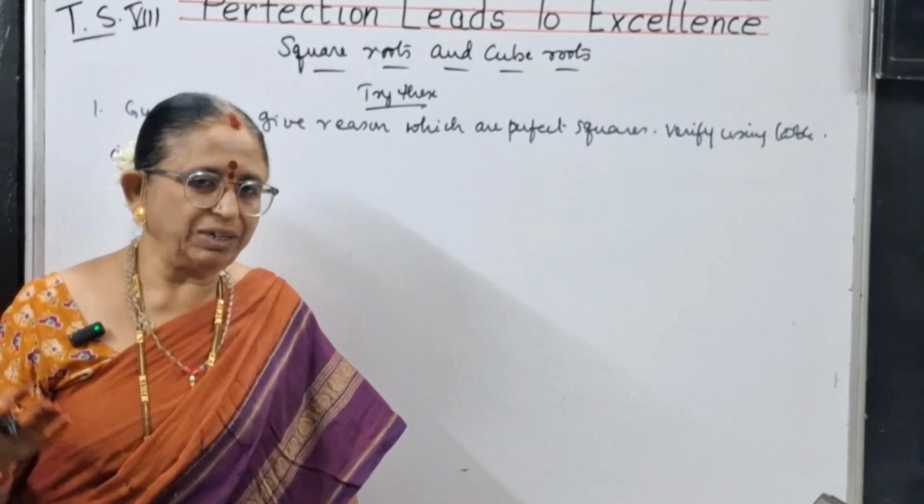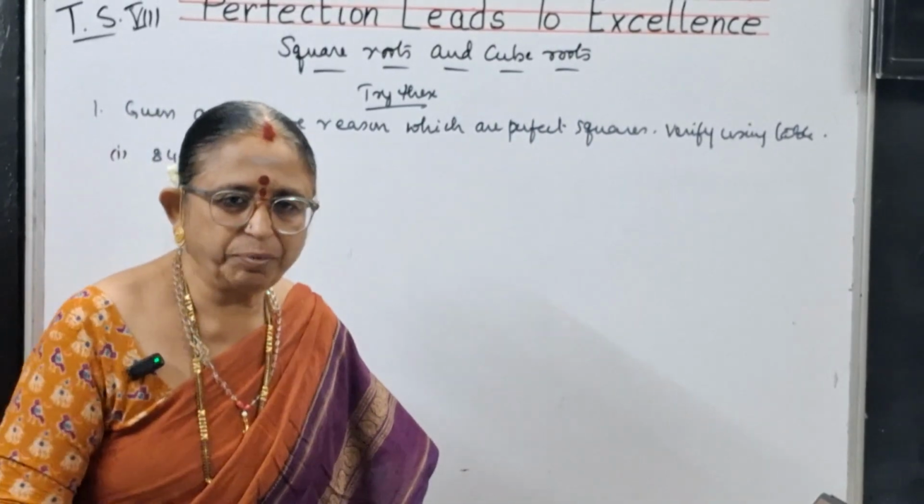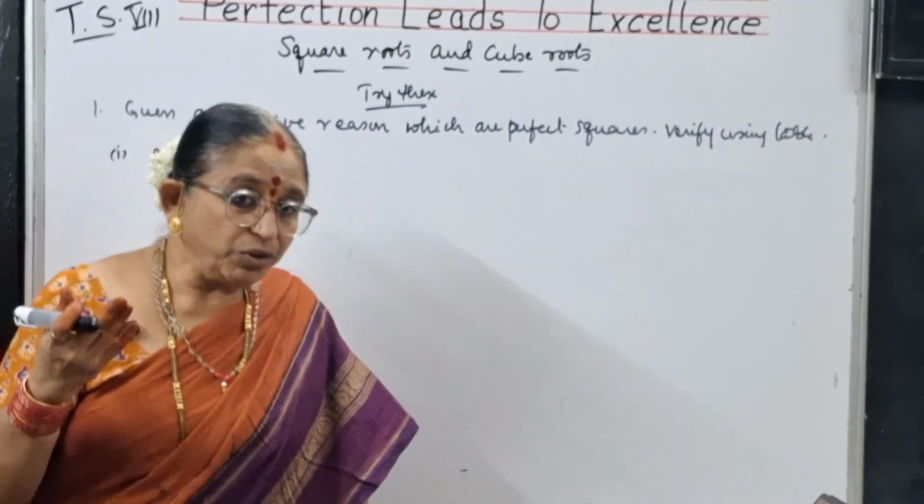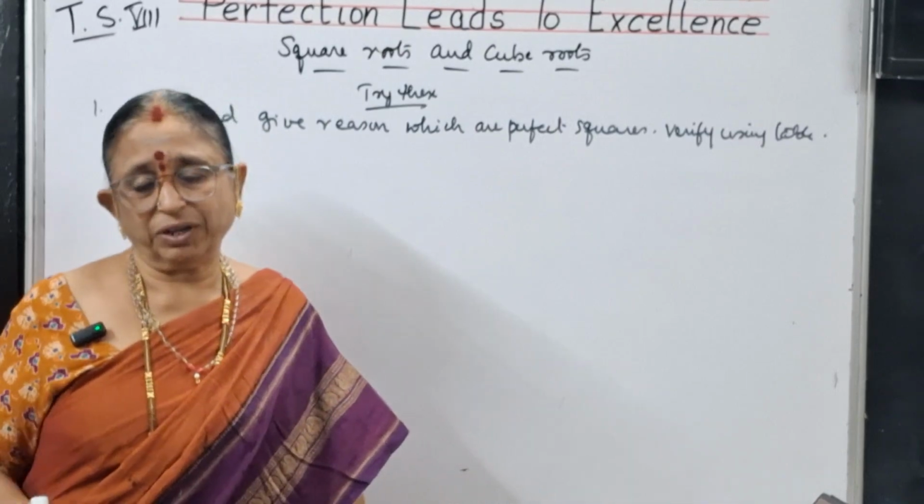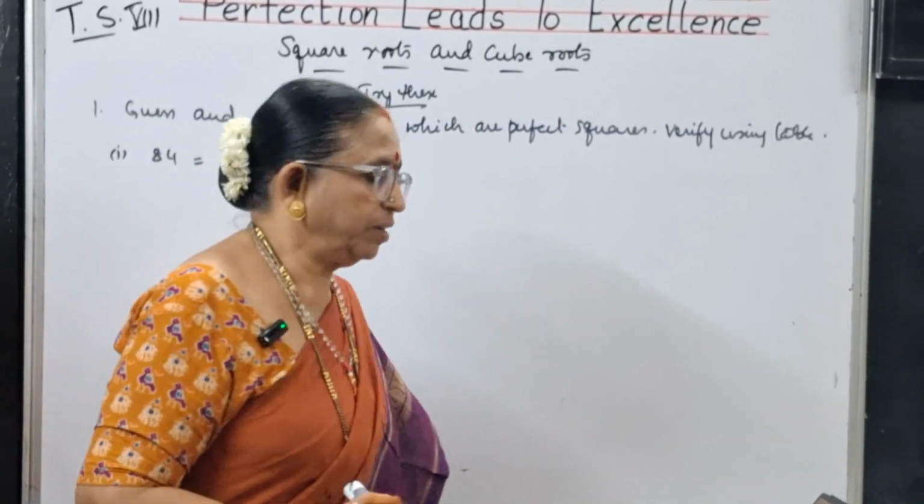9 nines are 81, 10 tens are 100. So it is between 81 and 100. So it is not a perfect square, you can say. But when you get big numbers, it is difficult. So develop a habit of writing prime factors of each and every value.